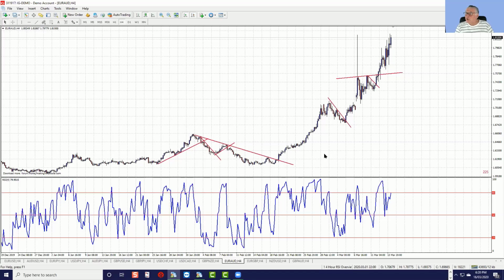Has anybody ever just traded trend lines? Let's see. Sorry, I'm looking at the attendance list. It looks like a quiet attendance list here.